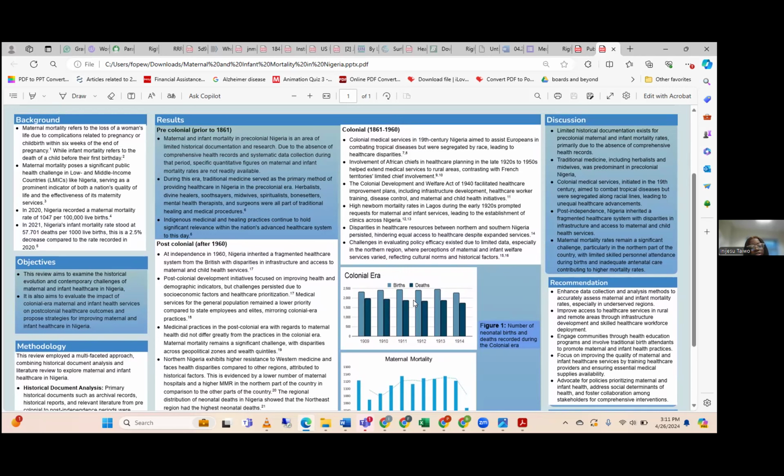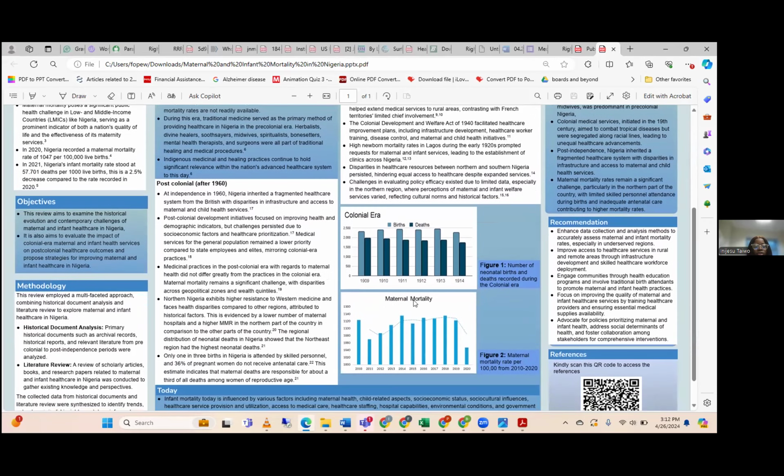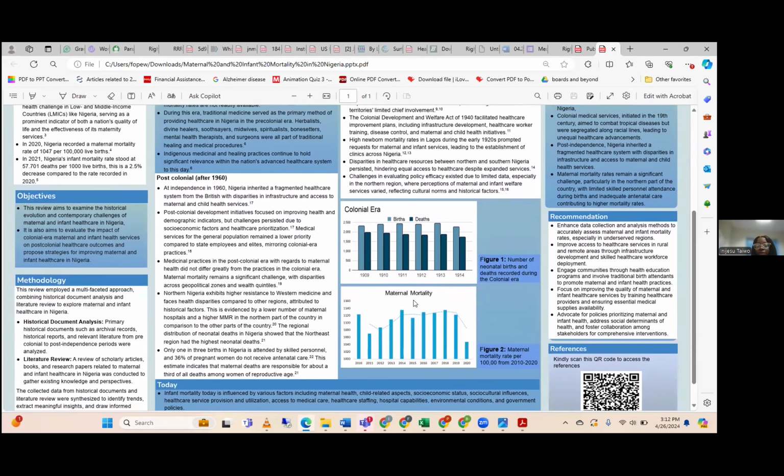The disparities in healthcare resources between Northern and Southern Nigeria persisted. That was because most of the colonial masters were based in the southern part of Nigeria, and Northern Nigeria, even till date, is still resistant to Western medicine because of the unfamiliarity that they were initially exposed to. So after 1960, when Nigeria gained independence, they inherited a fragmented healthcare system from the British with disparities in infrastructure and access to maternal and child health services.